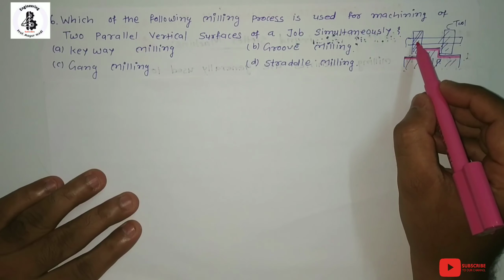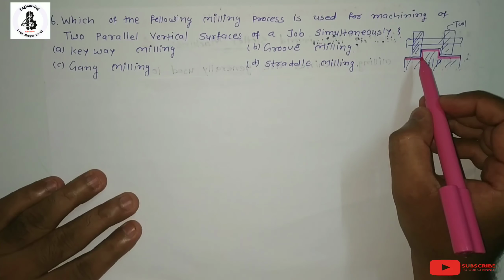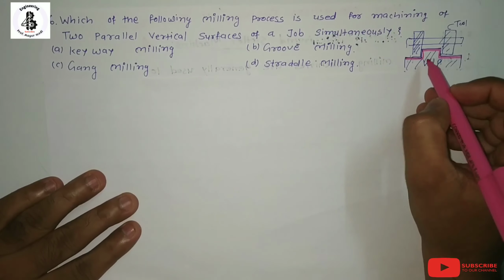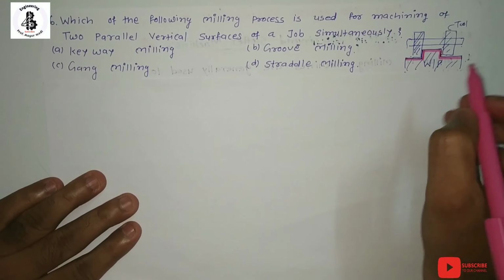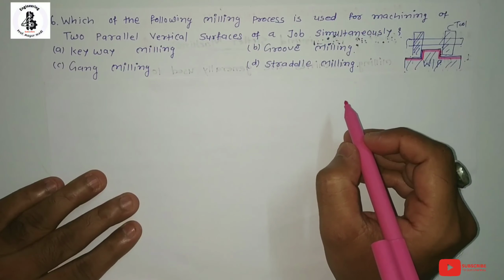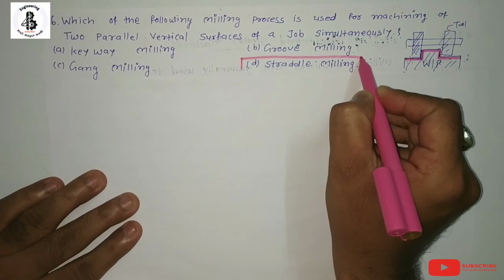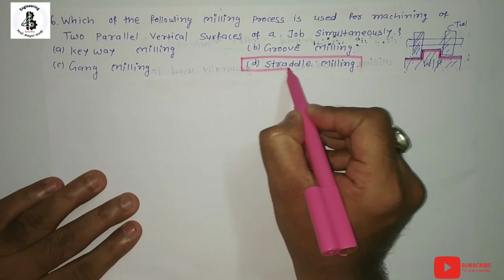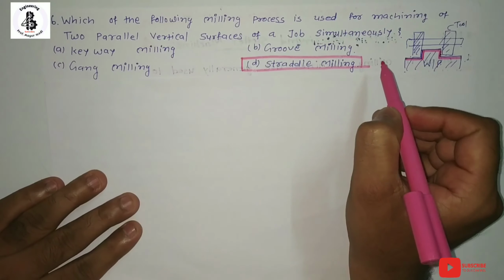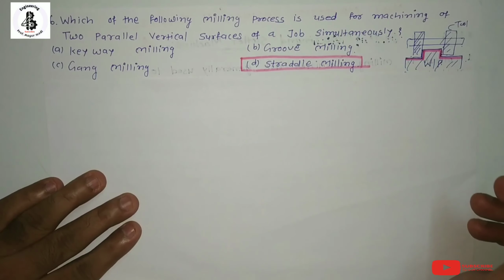So by the straddle milling cutter, you will make two parallel vertical faces onto the job. So these two parallel faces onto the job, that will be called as a straddle milling process. And the tool is being called as a straddle milling cutter. So by the application of the straddle milling process, you should make two parallel vertical surfaces of the job.